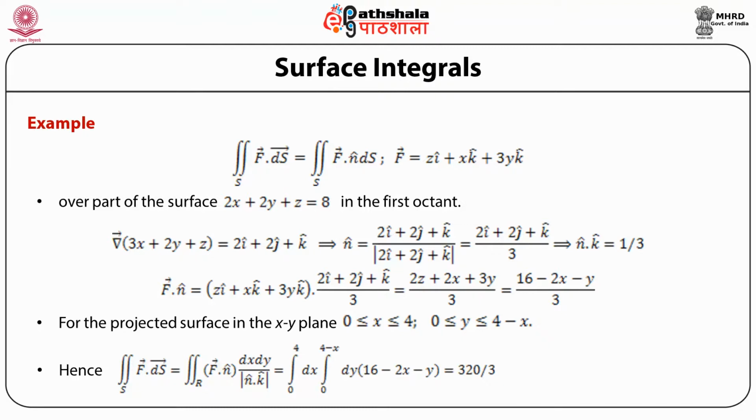For the projected surface in the xy plane, 0 less than or equal to x less than or equal to 4 and 0 less than or equal to y less than or equal to 4 minus x. Hence, surface integral over S of F dot ds is equal to surface integral over R of F dot n cap into dx dy divided by n cap dot k cap, equal to integral from 0 to 4 dx into integral from 0 to 4 minus x dy into (16 minus 2x minus y), which is equal to 320 by 3.